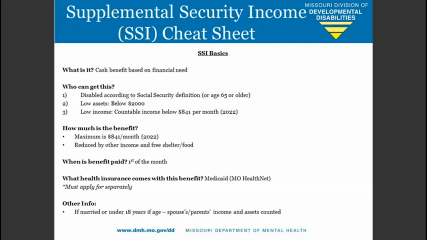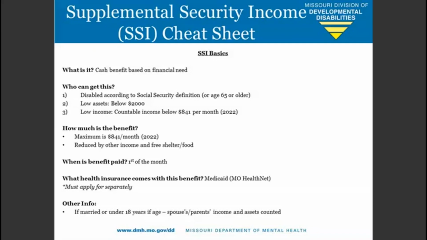Okay, so kind of a cheat sheet to help you understand the basics of SSI. So what is it? It's that cash benefit based on financial need. So you keep hearing me say needs based, must meet income and asset limits. So who can get this benefit? You have to be considered disabled according to Social Security's definition. And again, just having that label is not enough. Social Security is looking for that disability being severe enough that it is going to impact one's ability to engage in substantial gainful activity.